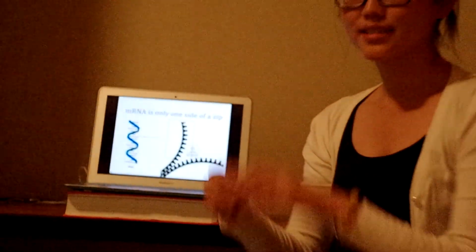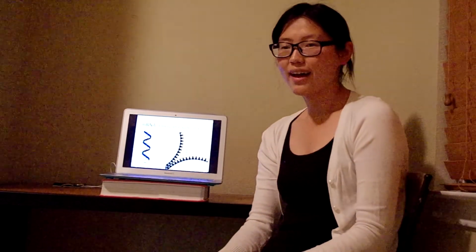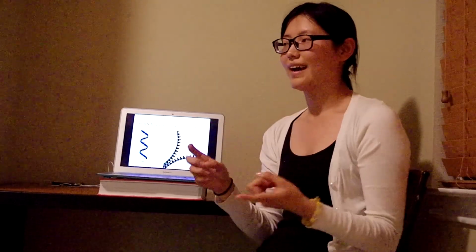Next, we will see the structure of mRNA. mRNA is also like a part of a zip, but it's only one side of a zip compared with DNA.